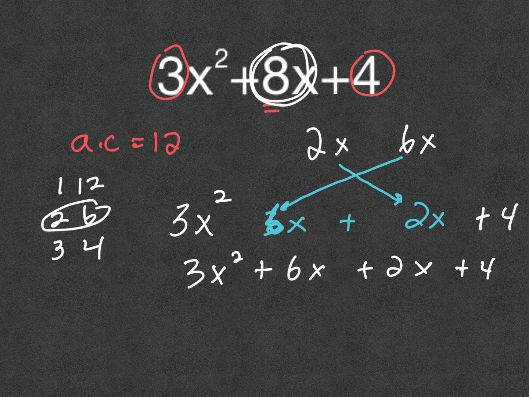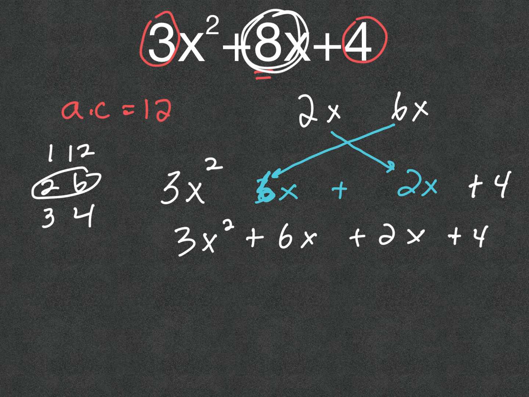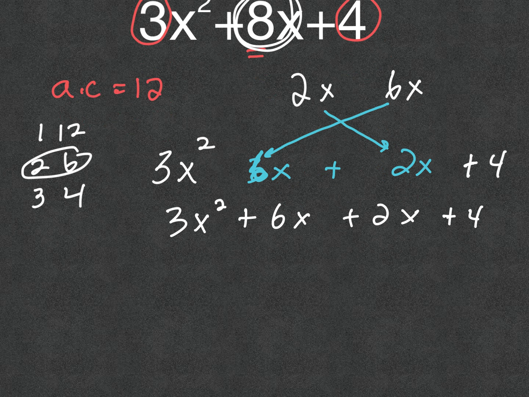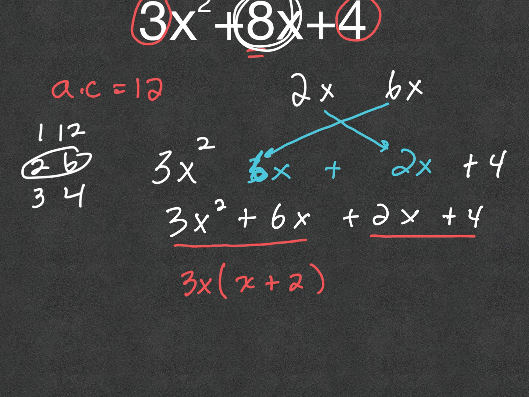Now that looks like the first example. We have to do that first step, okay? Now I can do factor by grouping. What can I factor out of the first two? A 3x. Great. That's going to give me x plus 2. What can I factor out of the next two terms? I could factor out a 2. That's going to give me x plus 2.